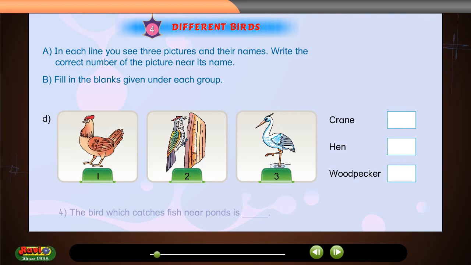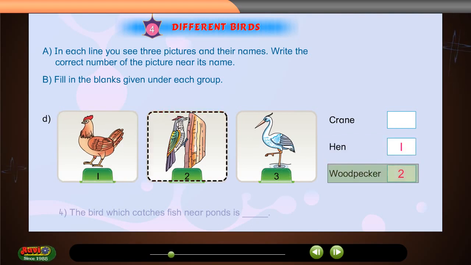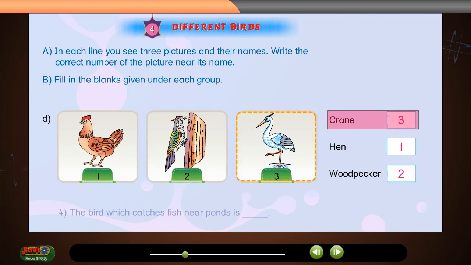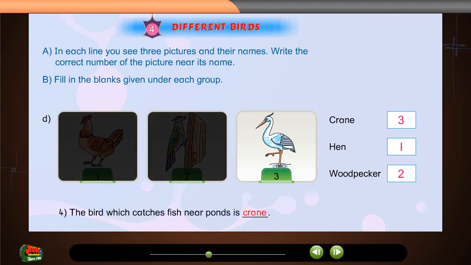D. 1. Hen. 2. Woodpecker. 3. Crane. 4. The bird which catches fish near ponds is crane.